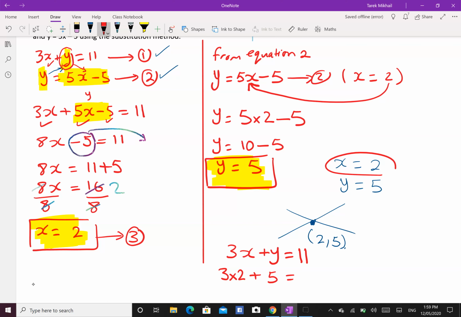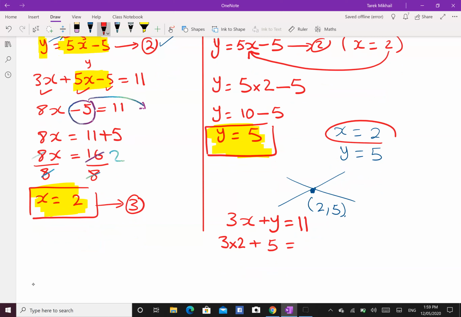So does this equal 11? Let's see. 3 times 2 is 6, plus 5 equals 11. So my answer is correct, because the left-hand side equals the right-hand side, which is 11. So I did verify my solution, which is this one here.